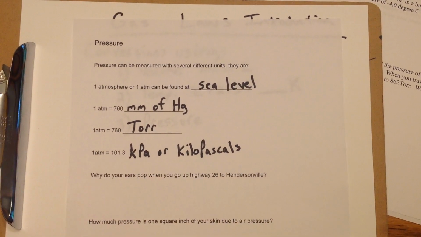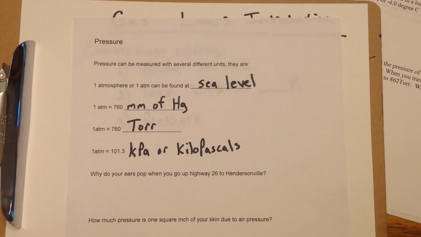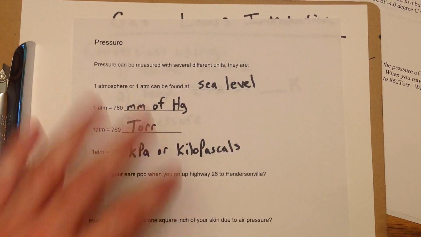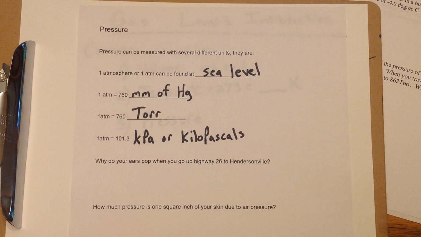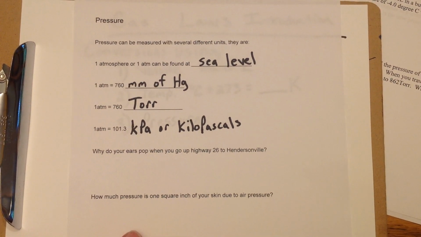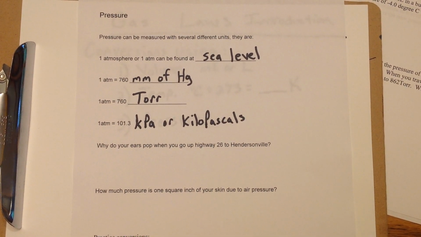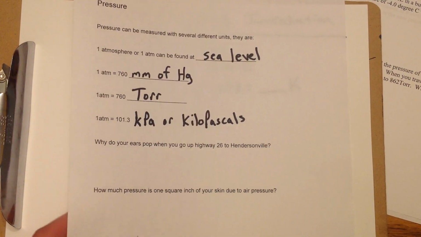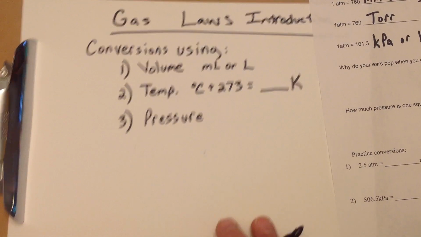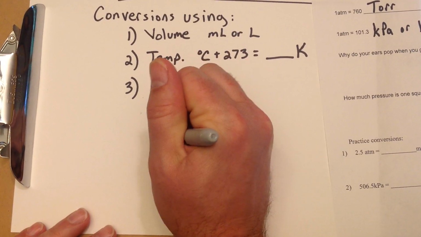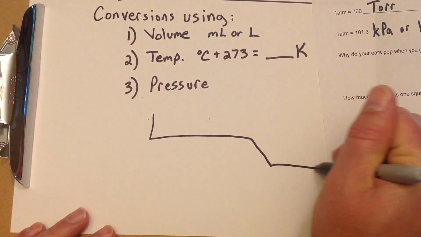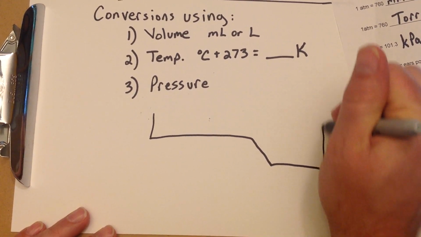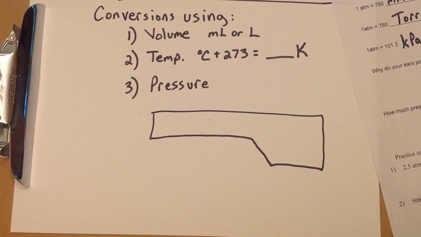We're going to look at some conversions right now before we ever start the simple gas laws. You need to be able to convert these. We'll do those in just a second, but first, why do your ears pop? To make this real, why do your ears pop when you go up Highway 26 to Hendersonville, maybe going to Asheville? Well, remember, as you go up the mountain, it's kind of like the Kings Mountain swimming pool. So I'm going to try to draw a rendition of the Kings Mountain swimming pool here. There we go.